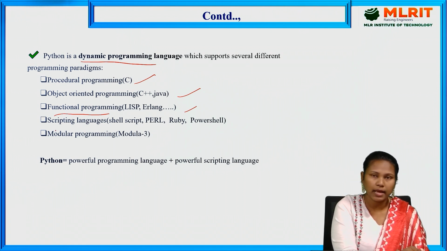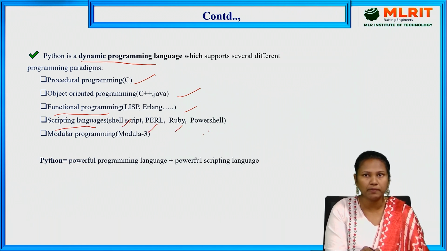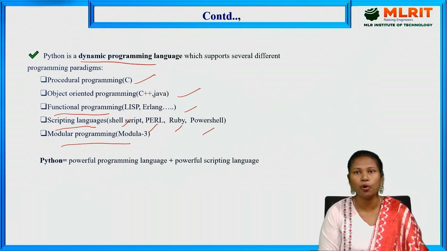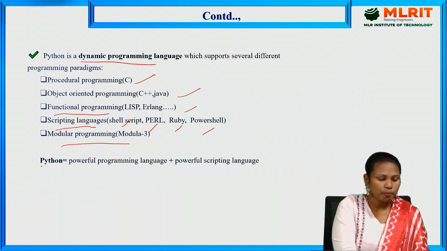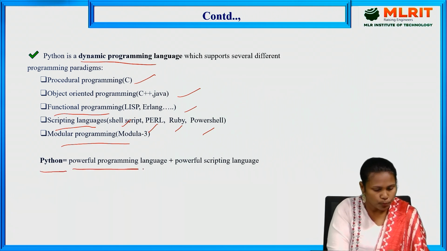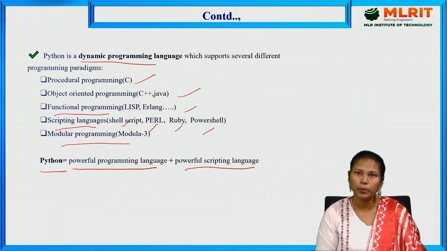And we have scripting languages also: shell script, Perl, Ruby, PowerShell and modular programming. It is the combination of all the languages. That's why we are calling it a dynamic programming language. So Python is equal to powerful programming language plus powerful scripting language. It is a combination of all the languages as well as a scripting language.